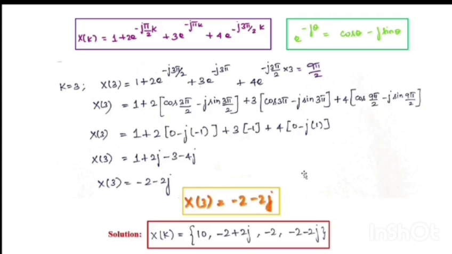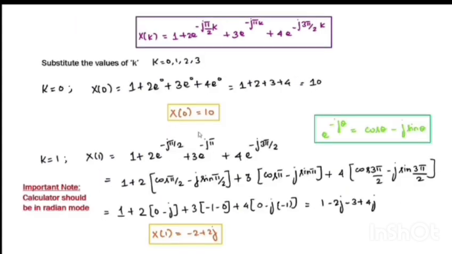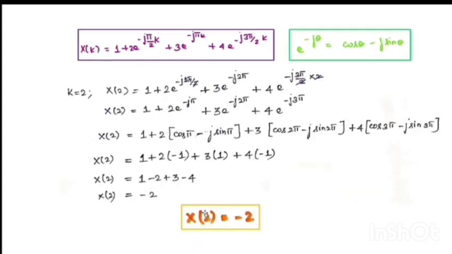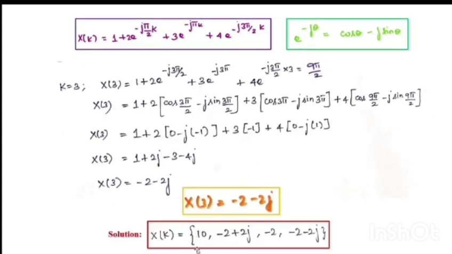Now the values which I have got in each step, that is X(0), X(1), X(2), X(3), I am going to write in a set. That is nothing but 10, minus 2 plus 2j, minus 2, minus 2 minus 2j. So in the given question, x(n) is equal to 1, 2, 3 and 4. This was in the time domain. By applying the DFT formula, we have converted it into the frequency domain using the formula method.